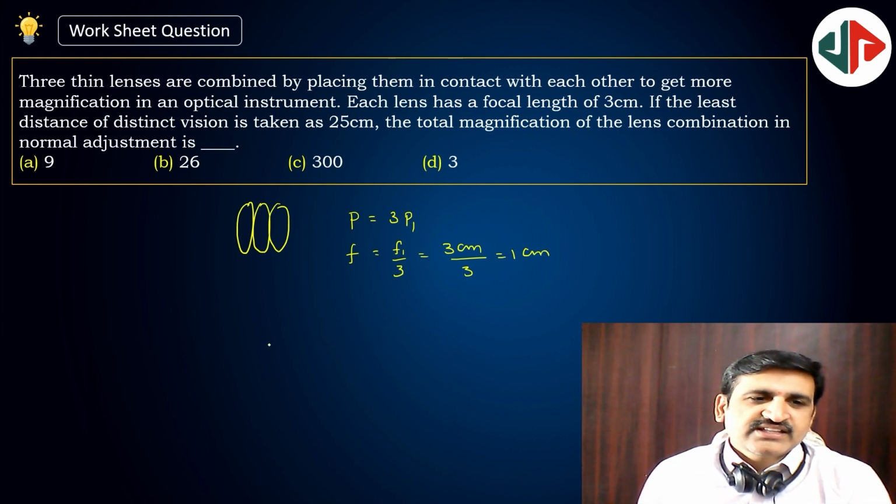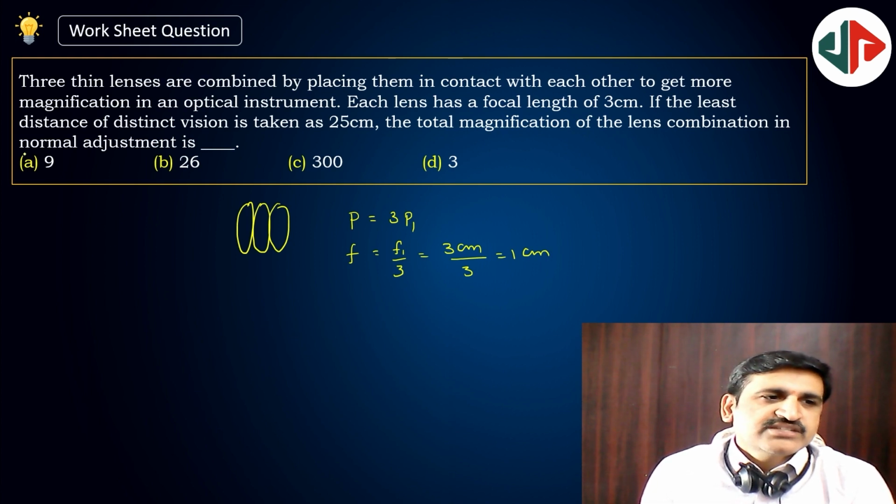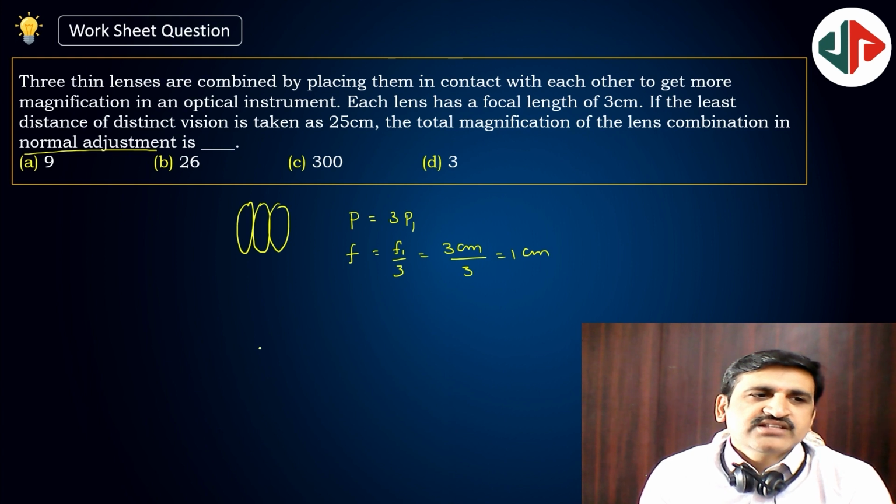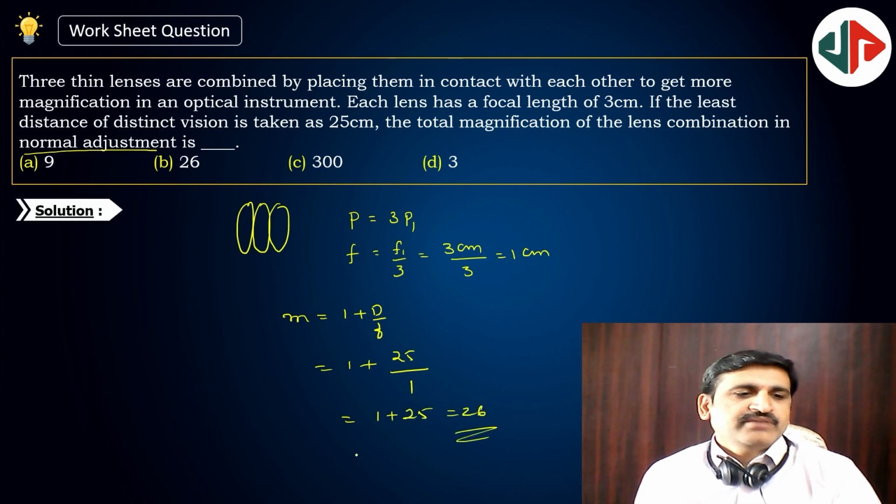Next, he is asking for normal adjustment. Normal adjustment means the final image at D. So M is equal to 1 plus D by F. 1 plus 25 centimeter by F is 1. So that is 1 plus 25. That is equal to 26 magnification. So option B.